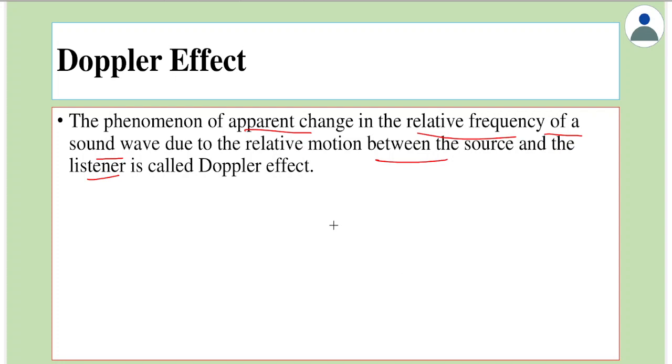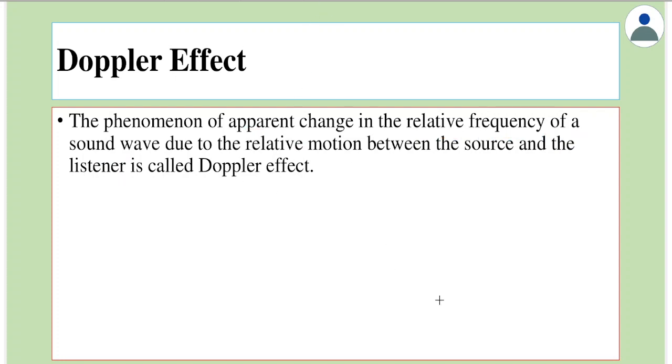That is, whenever the source is moving either towards the observer or away from the observer, or if the observer is moving, or if both are moving, that is, whenever there is relative motion between source and observer, then the frequency that the observer perceives or listens to would be different from what has been emitted. This apparent change in the relative frequency is called the Doppler effect.